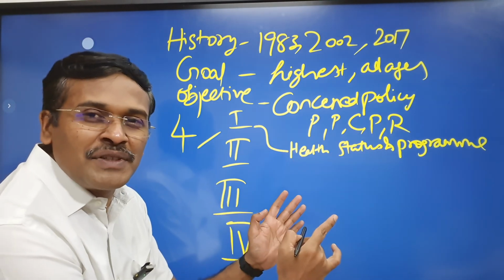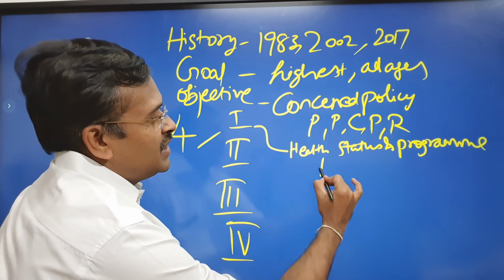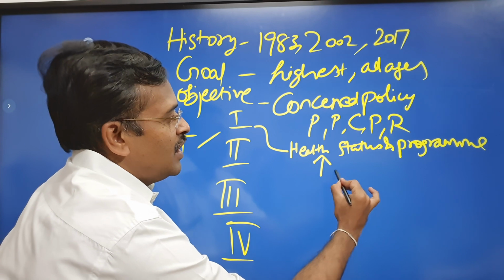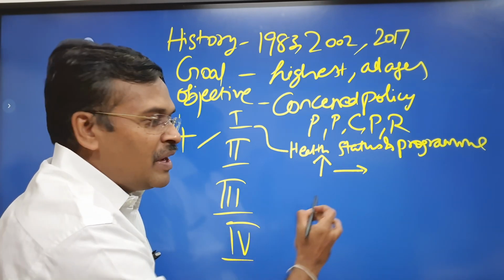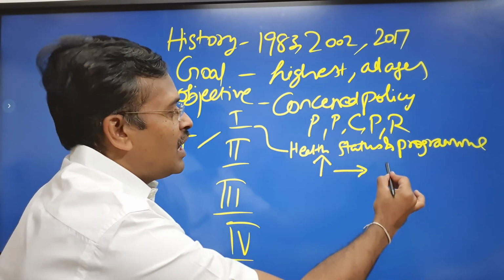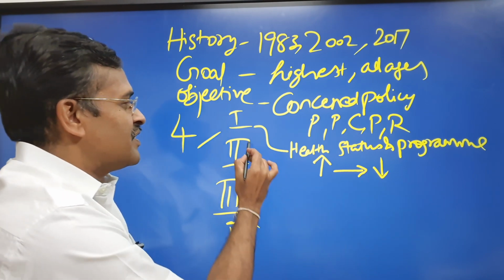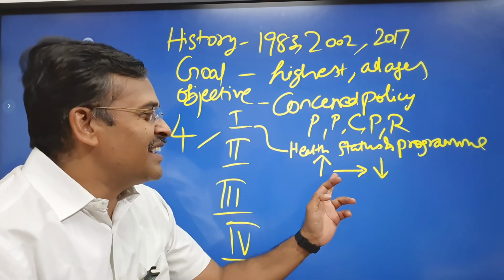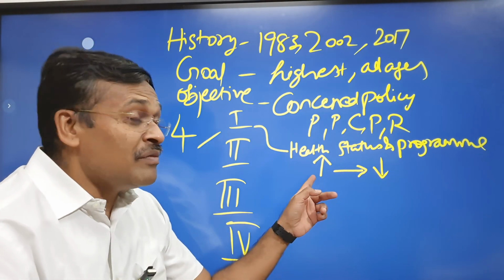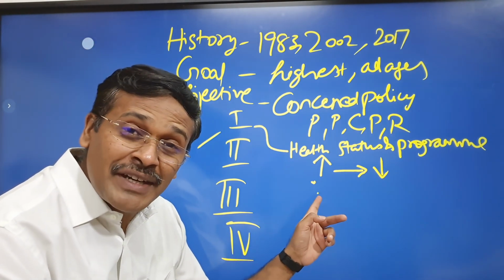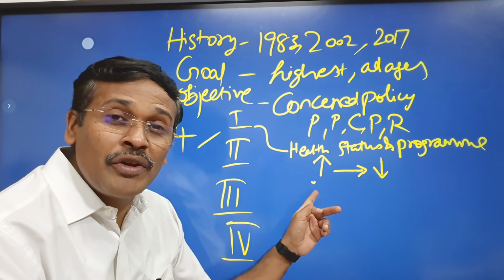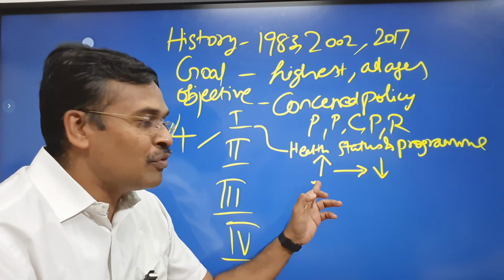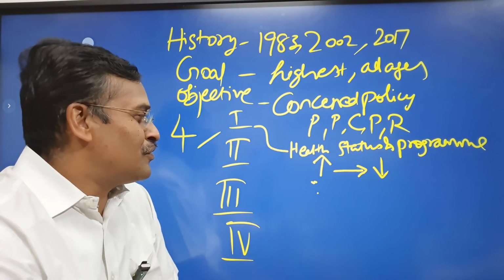To remember this first component, I will use symbols like this. One is where we want to increase something. Another is where we want to make it progressive. The third is where we want to decrease. This is the first objective, which we can remember like this. What is this increase, progressive and decrease? First, we want to increase the life expectancy from 67.5 to 70 by the year 2025. That is the first point.